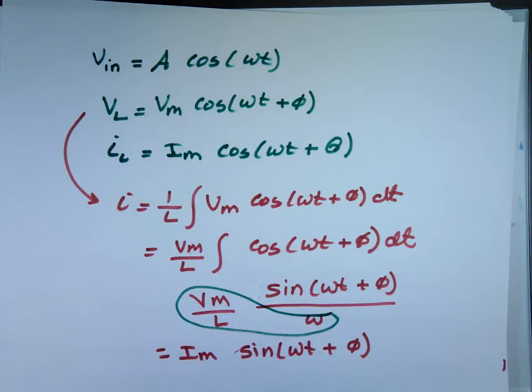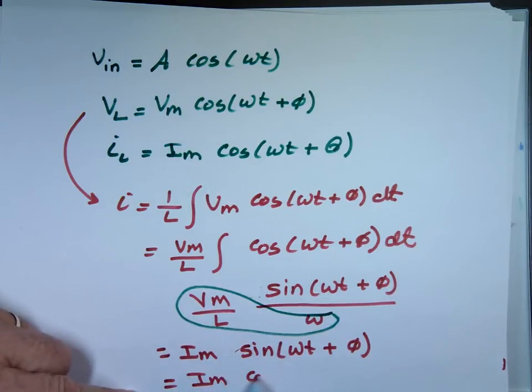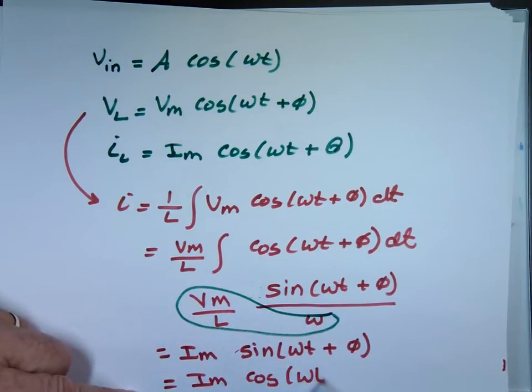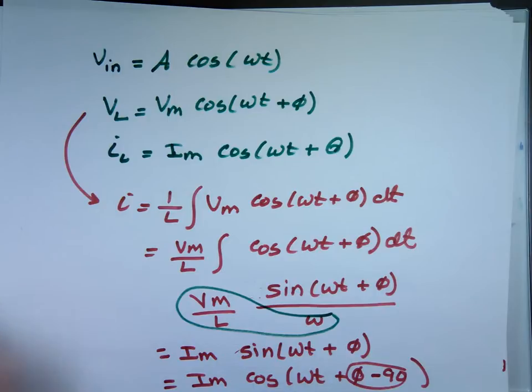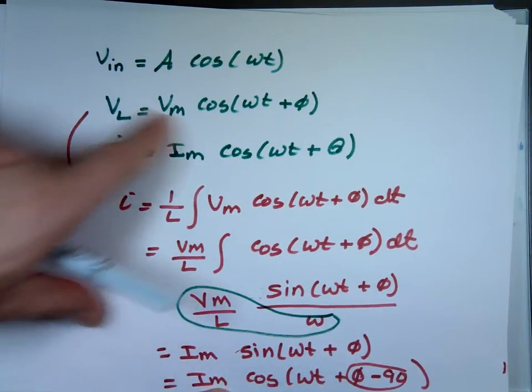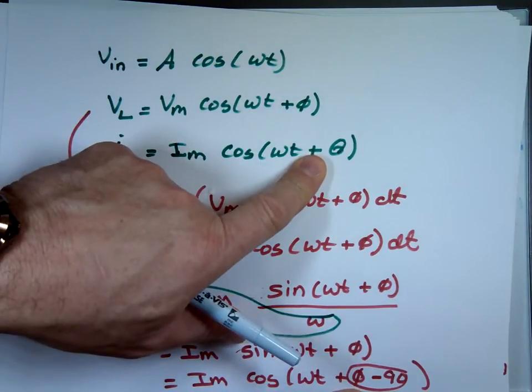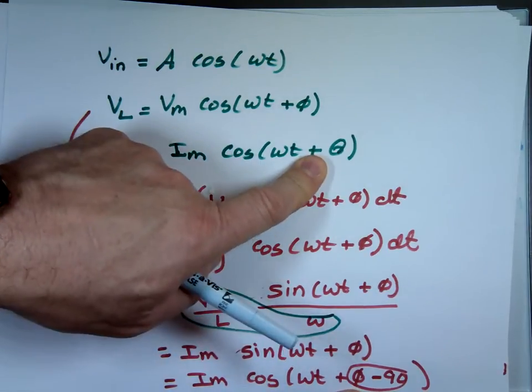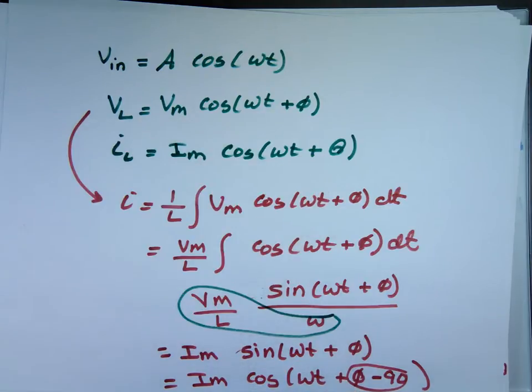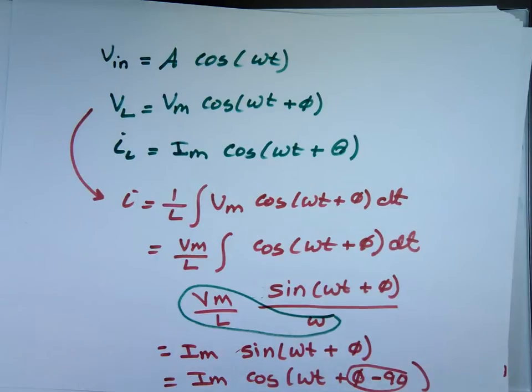Negative. So this becomes I sub max cosine(Wt plus phi minus 90). So you actually have a different angle here, which I call theta. That's why I said if you have a voltage of this, your current is going to be the same thing. The angle will be different. That's all that's going to happen. I'm just showing you the math behind it. Here I just stated that, and there's the math.